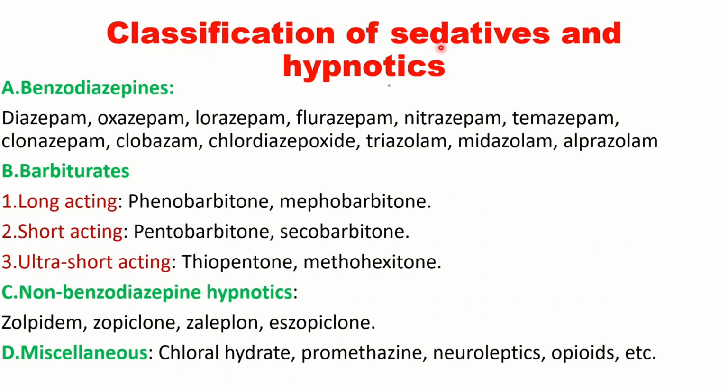Now come to the classification of sedatives and hypnotics. They are classified into four major classes: benzodiazepines, barbiturates, non-benzodiazepines, and miscellaneous. Benzodiazepines include diazepam, oxazepam, lorazepam, etc. Barbiturates are further classified into three groups: long-acting, short-acting, and ultra-short-acting. Non-benzodiazepines contain zolpidem and zopiclone, etc., while miscellaneous contains chlordiazepoxide and promethazine, etc.